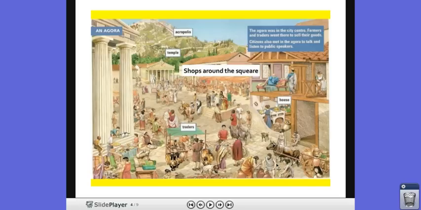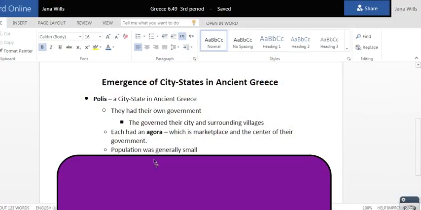But as you can see, this agora looks sort of crowded. Some days it might be more crowded than others, but you can see here that they're selling different products. Here are the farmers bringing in the products. So, this is what an agora might have looked like in ancient Greece. All right, let's go back to our notes.